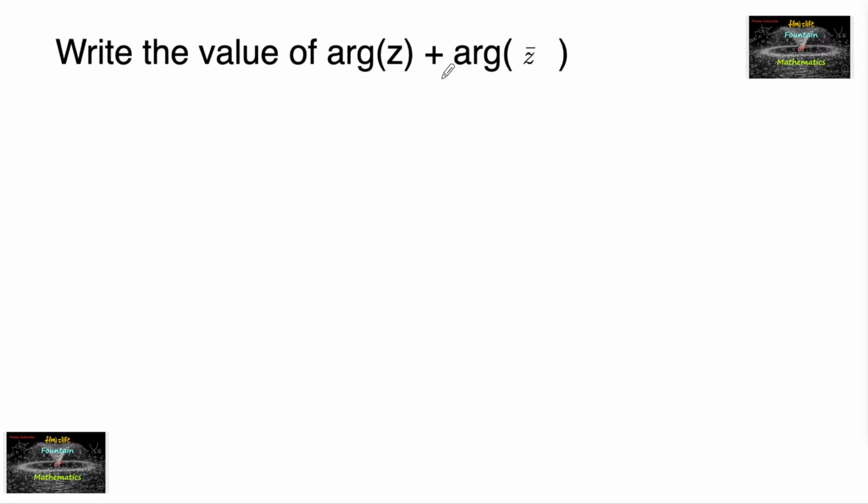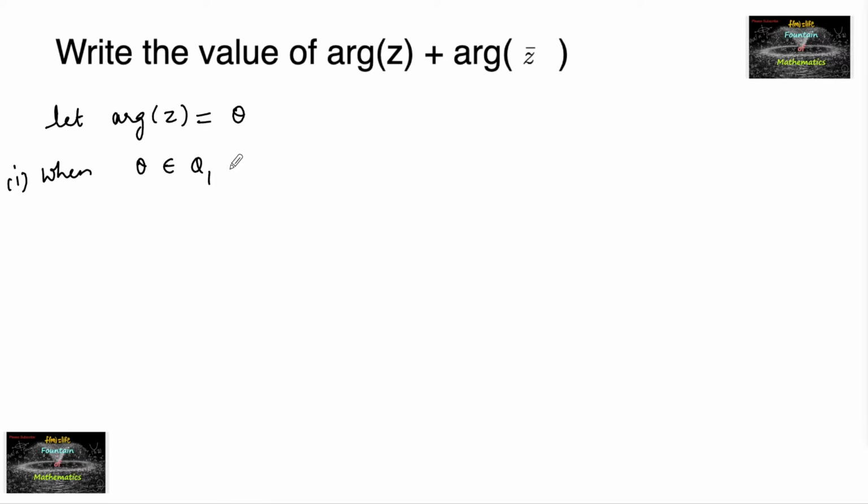Write the value of argument of z plus argument of z bar, the conjugate of z. Let argument of z be equal to theta. Let us consider case 1, when theta belongs to quadrant 1.